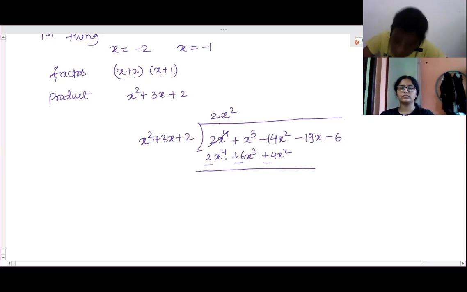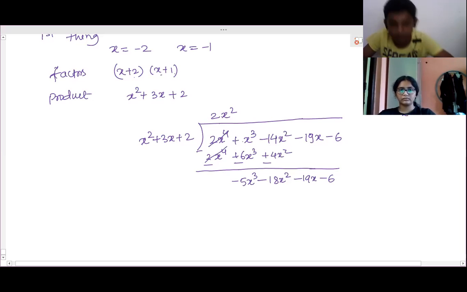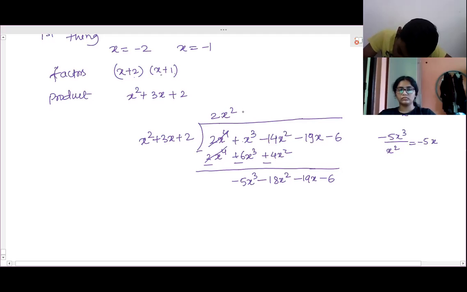So 2x to the power 4 plus and minus cancel. Plus 1 minus 6 is minus 5x cube. Minus 18x square. Minus 19x minus 6. Now the next quotient is minus 5x cube by x square. It is minus 5x. So it is minus 5x. Minus 5x into x square is minus 5x cube. Minus 5x into 3x is minus 15x square, and minus 5x into 2 is minus 10x.